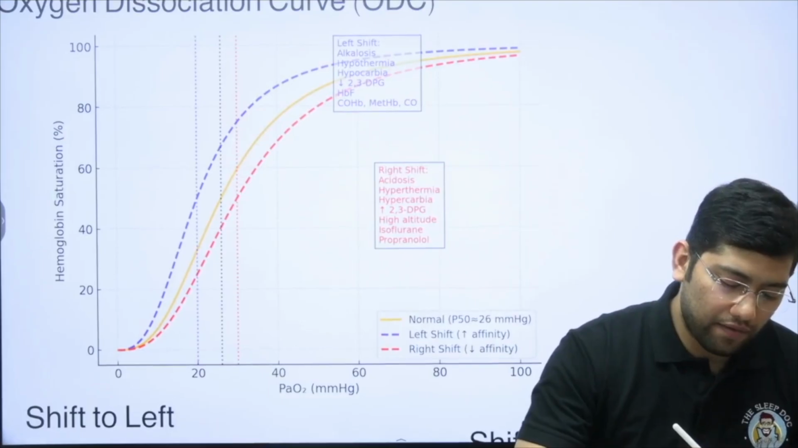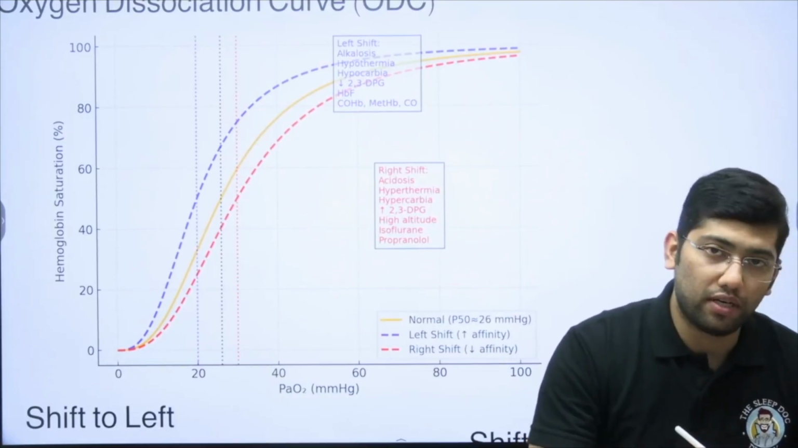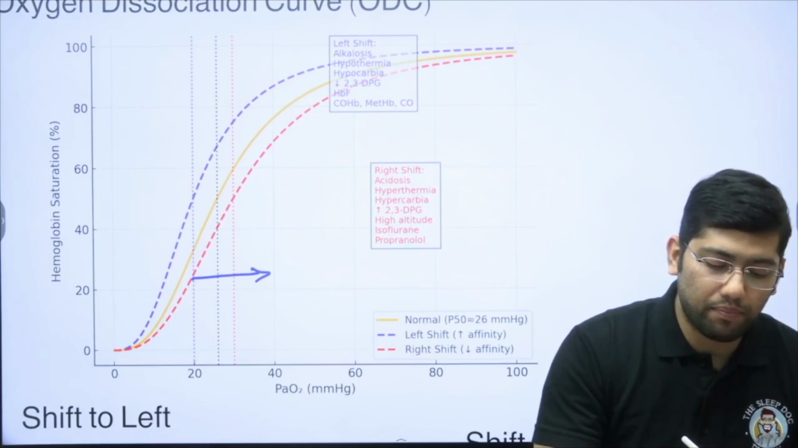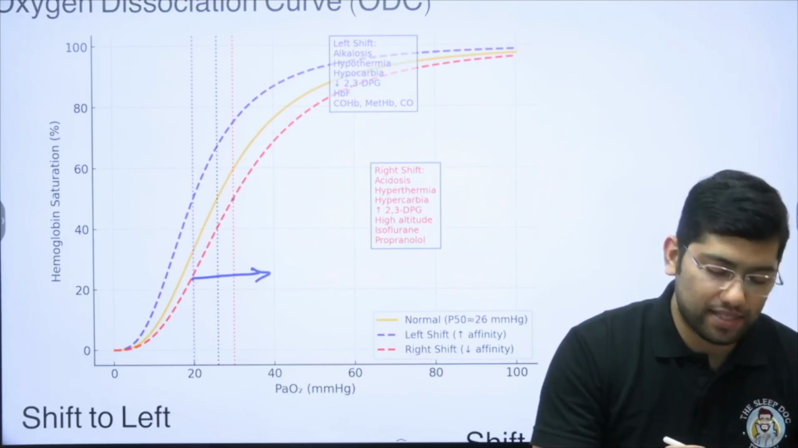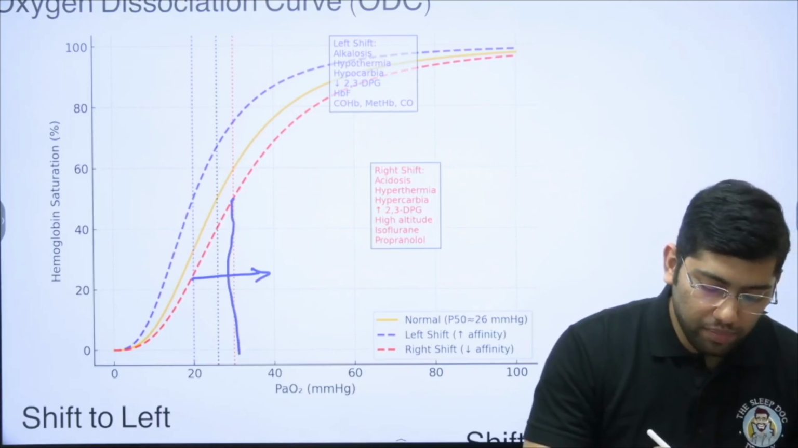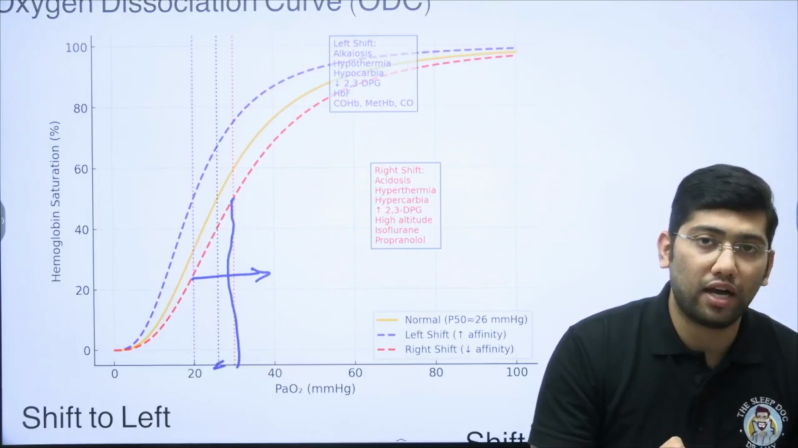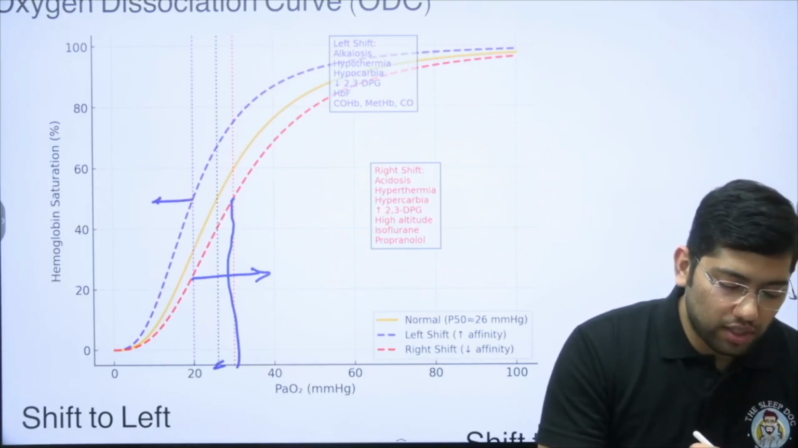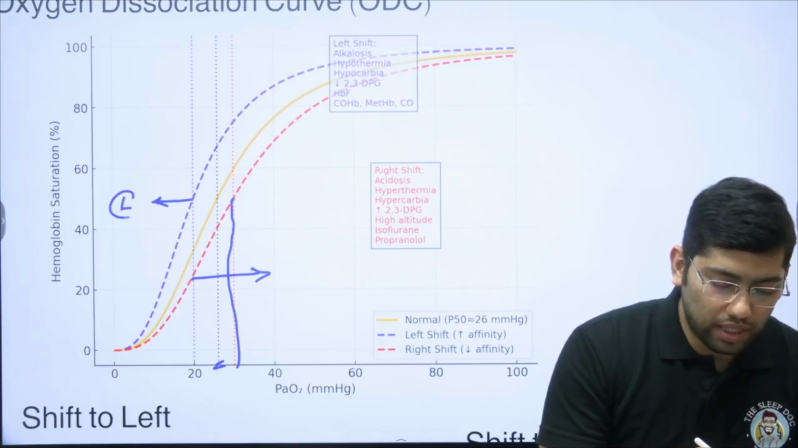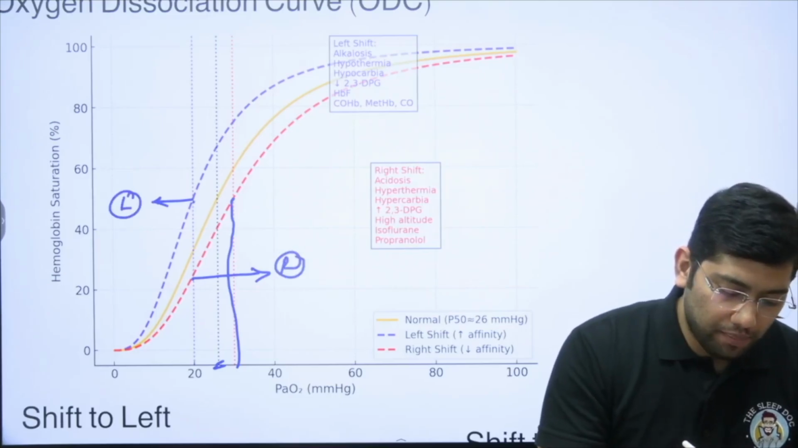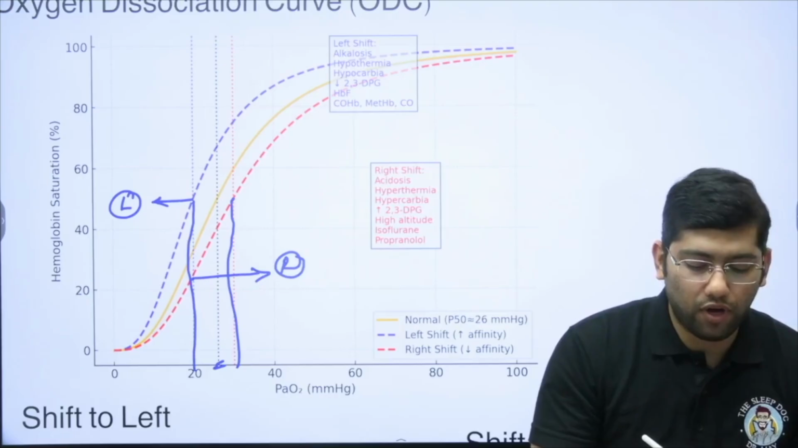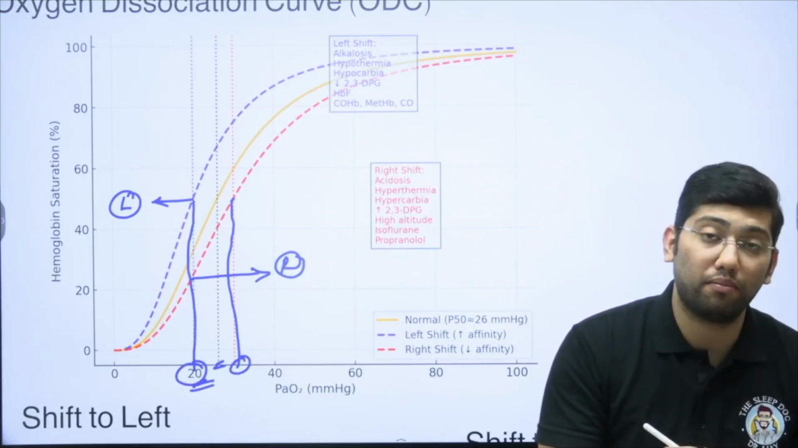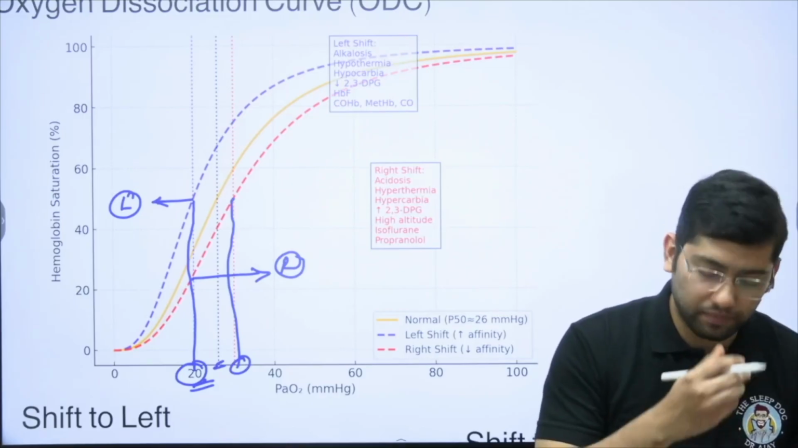Now, look at this diagram. Here, we have a yellow curve, which is a normal curve. This red dotted line represents the curve shifted to the right side. We can clearly see the P50 is more than our normal adult hemoglobin value. The violet dotted line shows the curve shifted to the left side, and the P50 value has fallen below 26. Roughly here, for arbitrary value's sake, we are mentioning it as 20.